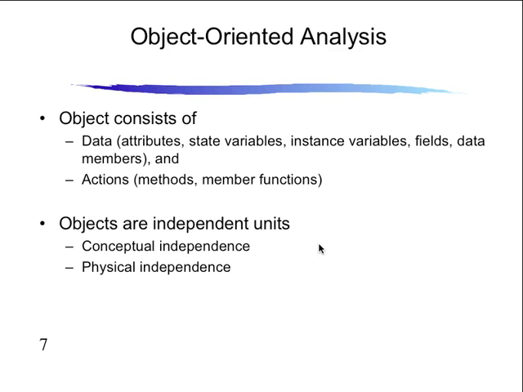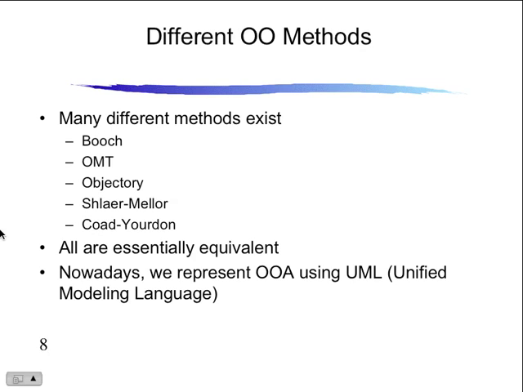We have the states, the instance variables, fields, data members, and we have the action that's performed on the data, which would turn out to be methods or messages or things of that nature. And then we have the objects that are independent units as a concept, which is the entity. So we have conceptual independence, and we have the physical independence of these objects as they're put forth in terms of the diagramming.